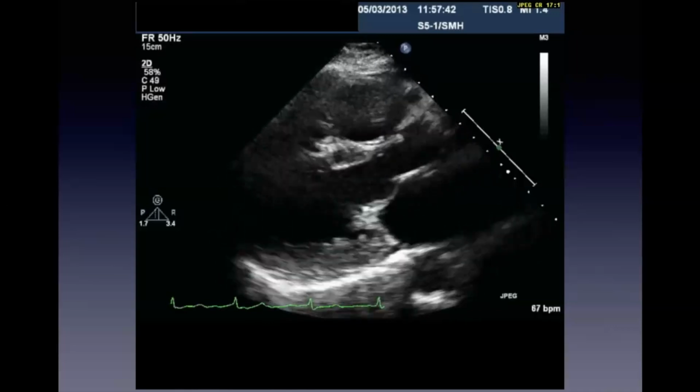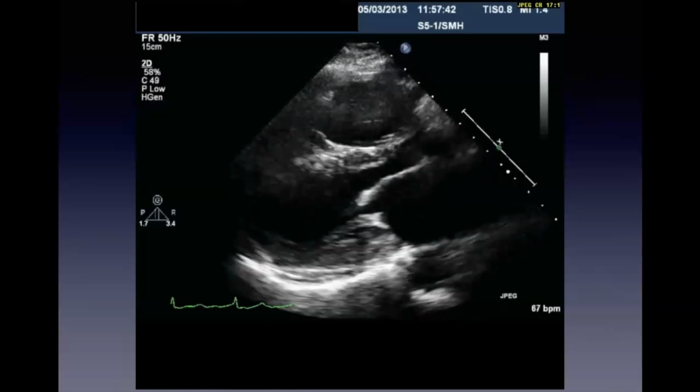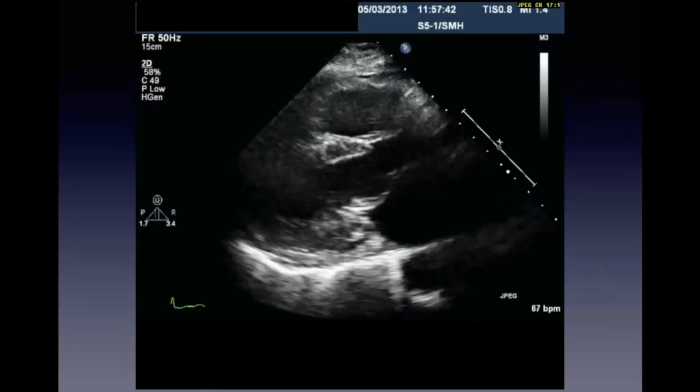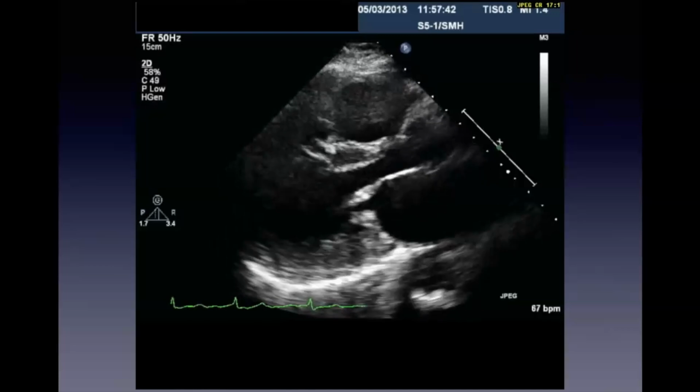And stay tuned for rounds in January where I'm going to talk about abnormal motion. But there's a couple of reasons for abnormal motion in this patient.